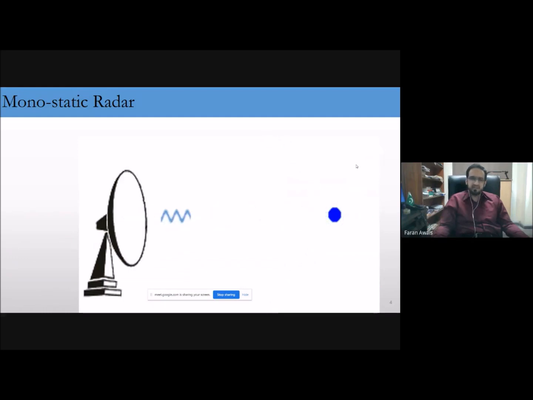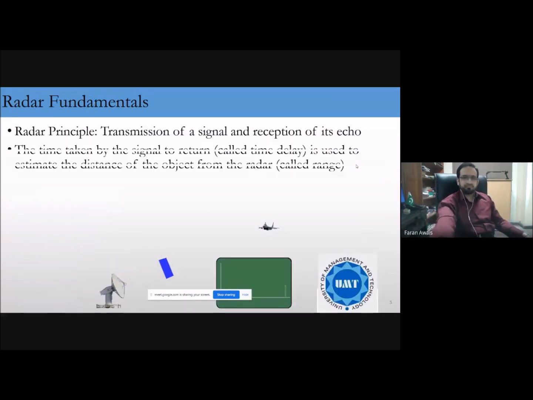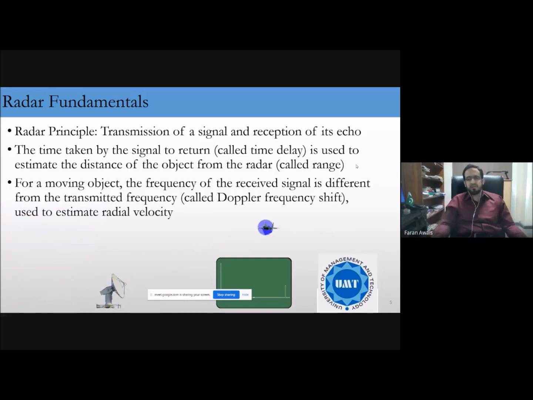As far as the range is concerned, the time is important: how much is the time span, and from that you can figure out the distance. But as far as the speed of the target is concerned, you have to figure out the frequency, and that frequency is Doppler frequency. You can see over here the transmission of a signal and the reception of its echo. The time taken by the signal to return, which is called the time delay, is used to estimate the distance of the object, as I said earlier. And for a moving object, the frequency of the received signal is different from the transmitted frequency, and that is used to estimate the radial velocity.